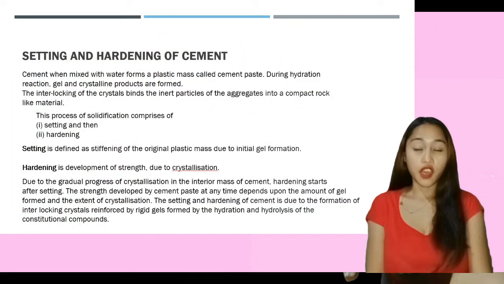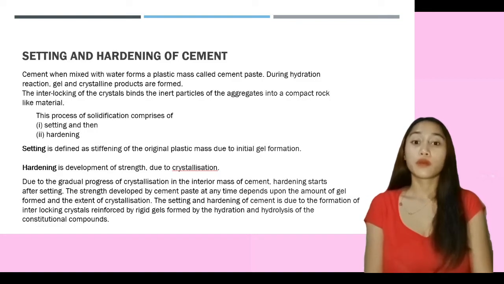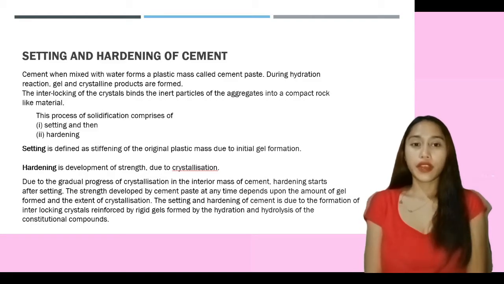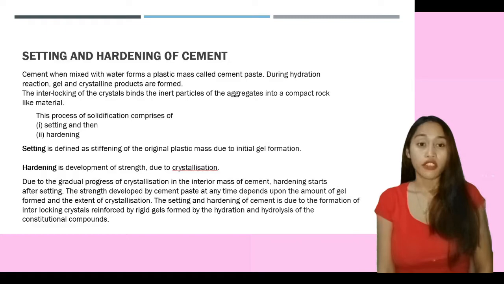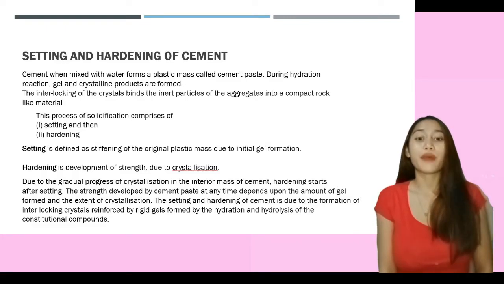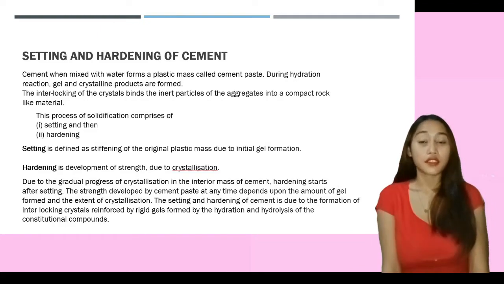Setting and hardening of cement. Cement, when mixed with water, forms a plastic mass called cement paste. During the hydration reaction, gel and crystalline products are formed. The interlocking of the crystals binds the inert particles of the aggregates into a compact rock-like material. This process of solidification comprises setting and then hardening.